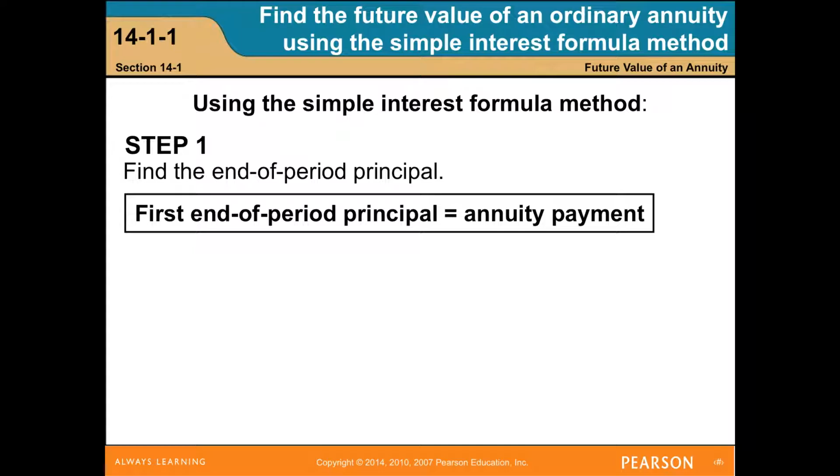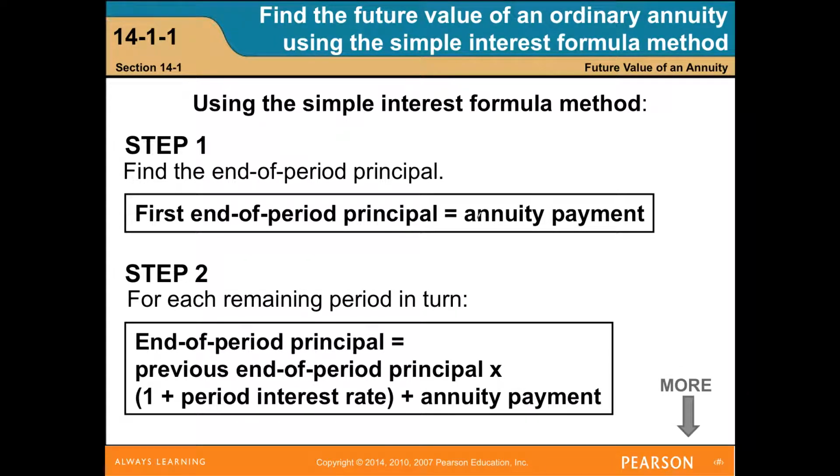Using the simple interest formula method. Step 1. Find the end of period principal. So the end of period principal is the annuity payment. And now, whenever you see an annuity payment, usually this can go both ways. If you have an investment, for example, and it is an annuity, the investment can be paid to you per annum or every year. Or it can work the other way around. If you have an annuity due, you pay per annum out. So it can actually work both ways. It doesn't necessarily imply money in, money out. Annuity is just a term indicative of per year.